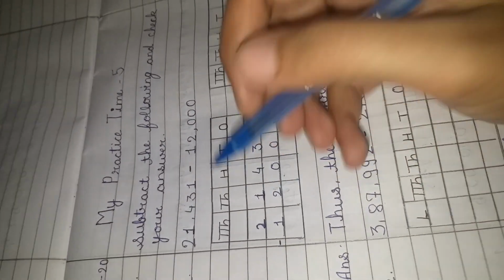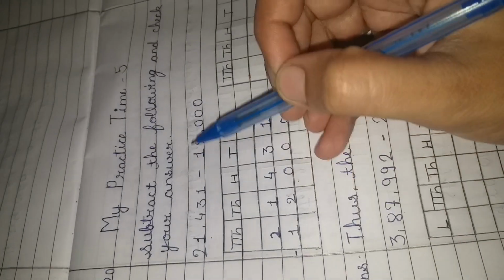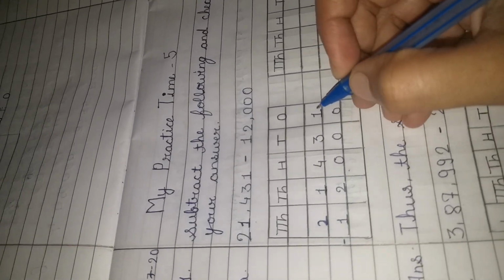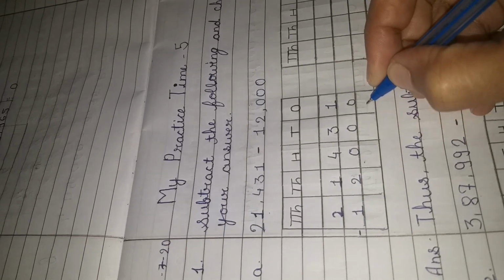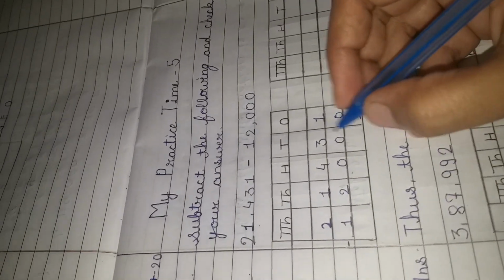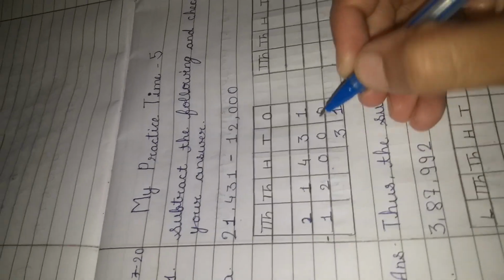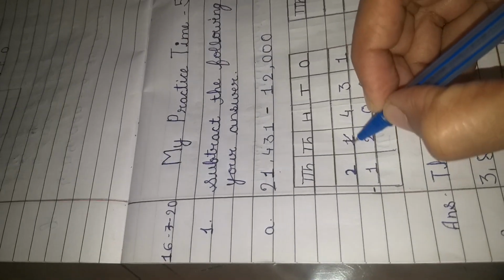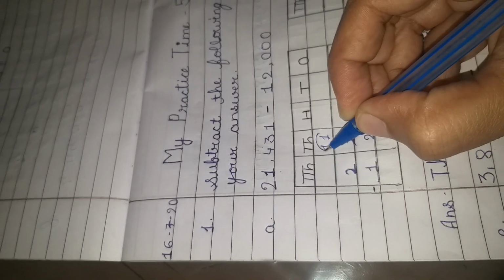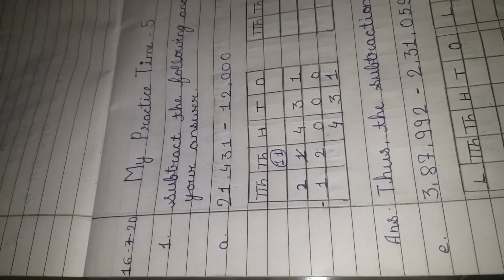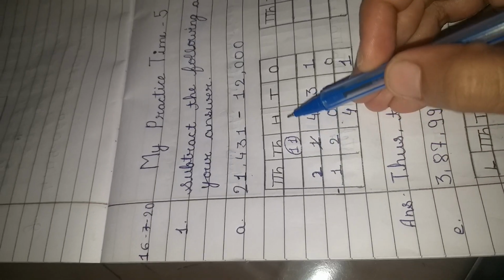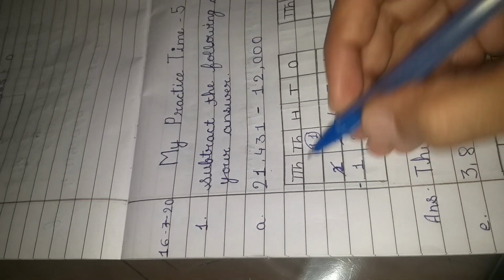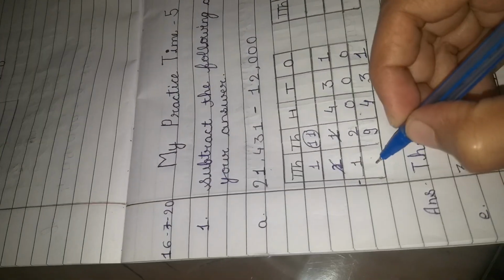Okay, so students, first of all we are going to write 21,431 minus 12,000. Okay, so let's subtract. First of all, we are going to subtract ones. 1 minus 0, 1. 3 minus 0, 3. 4 minus 0, 4. Now students, 1 minus 2, here we cannot subtract 2 from 1. So instead of 1, we are going to write 11 as the borrow. Okay, so we have borrowed one from 10,000 to 1,000. So 11 minus 2, 9. And instead of 2, here we are going to write 1. So 1 minus 1, 0.